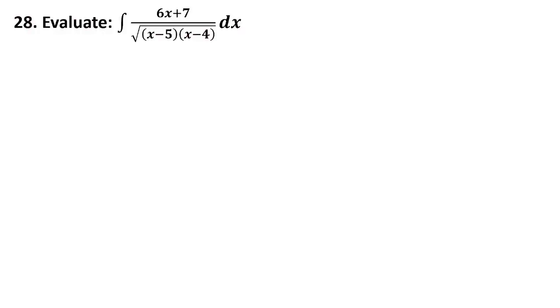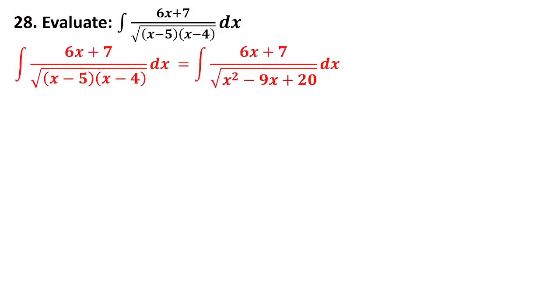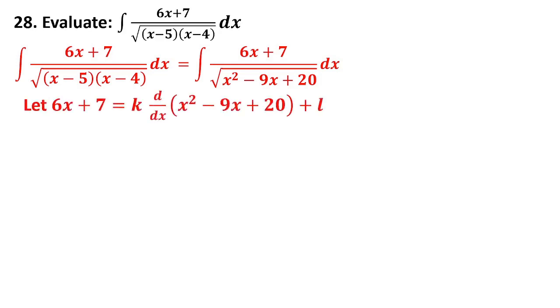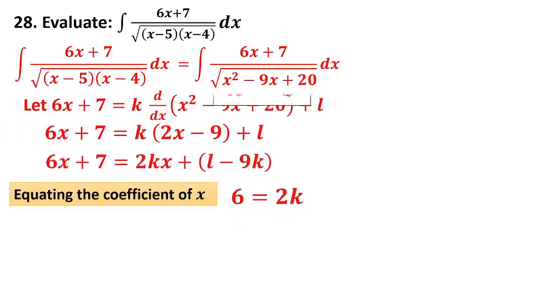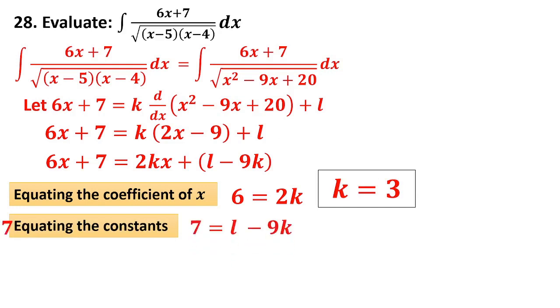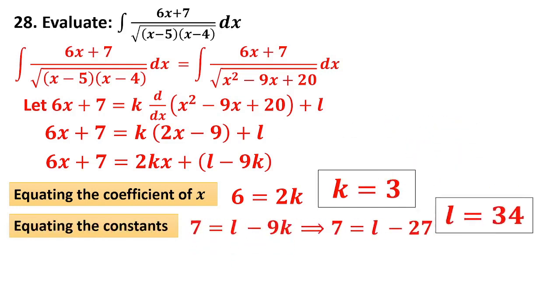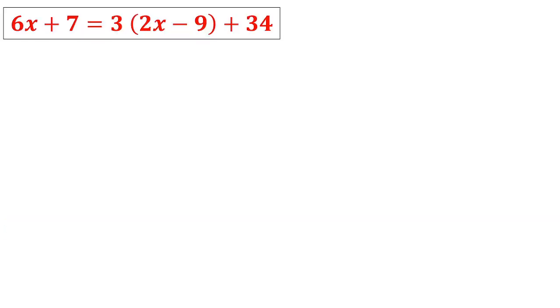Question number 28. Evaluate 6x plus 7 by square root of x minus 5 into x minus 4. The denominator is a quadratic factor inside the square root. Don't try to do this problem by partial fractions because the denominator is a square root. Well, you know that the numerator is equal to k into d by dx of the quadratic factor plus L. I am now finding the values of k and L. K is 3 and L is 34.